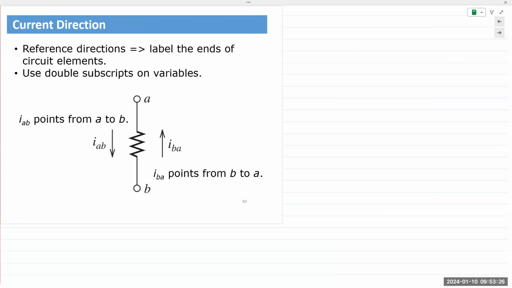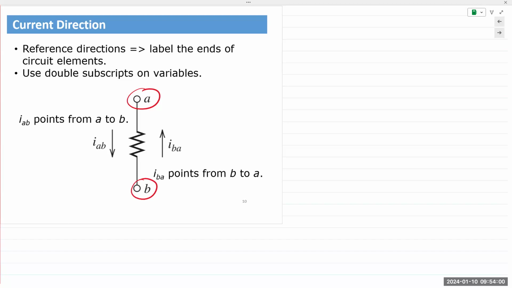Here we have an element which has 2 points, A and B. If we assume the current is flowing from A to B, we note it as IAB. IAB. The first subscript is the point of origin or the point of entry. And the second subscript is the point of exit, meaning the current is flowing from point A to point B. Okay, point A to point B.